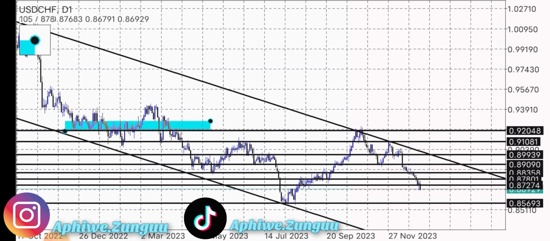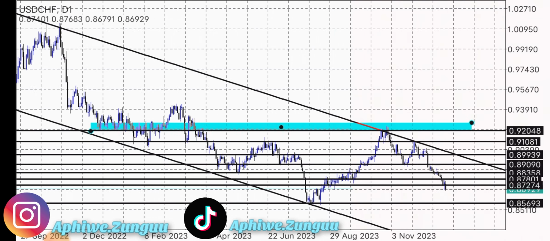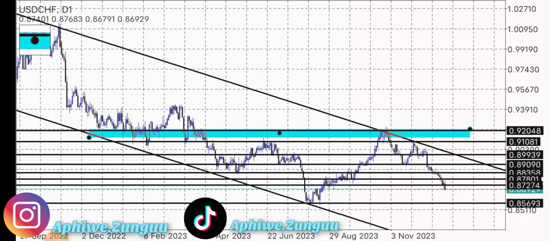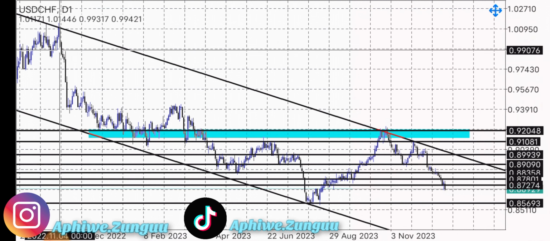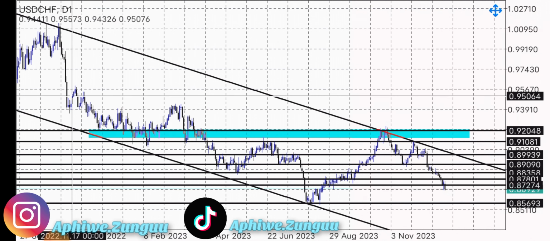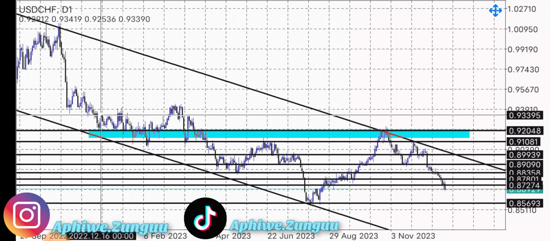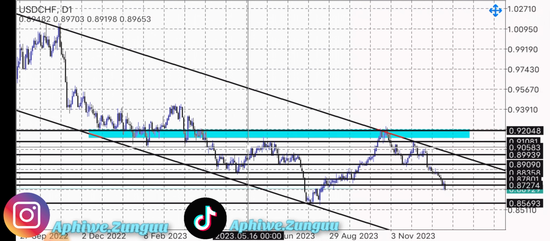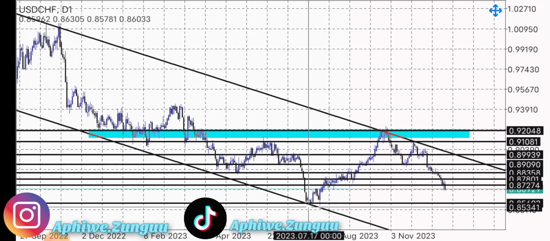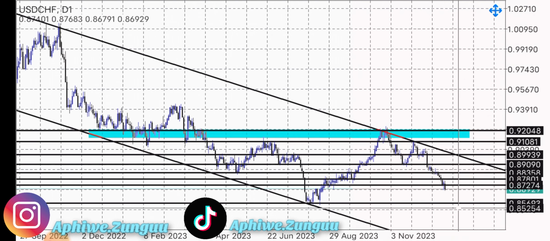So the impulse move of this pair that I'm currently looking at is actually sells, right? The impulse move is sells. As you can see, the market sells for a long time and then it buys for a short time, and then it sells for a long time, buys for a short time, sells for a long time, buys for a short time, so on and so forth, right?